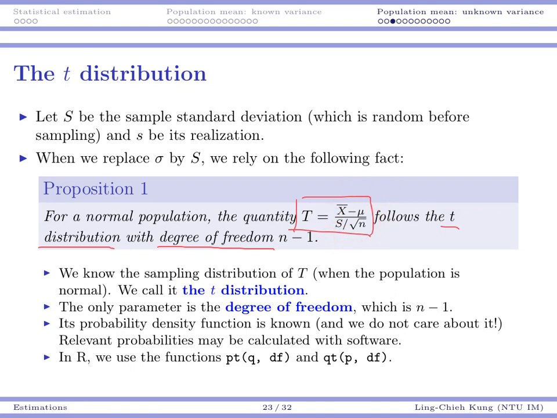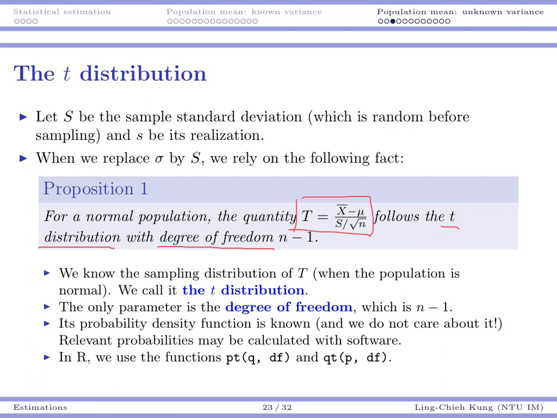You probably want to ask, but we don't know mu, right? But mu is a constant. Mu is somewhere there. So all the numbers will be fixed. We don't really need to calculate it. The only thing we need is to see that this particular quantity will follow a t distribution.